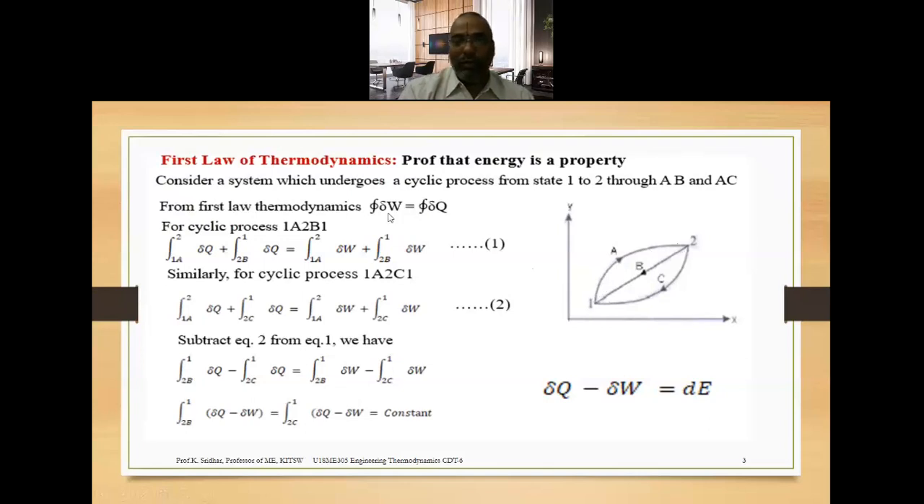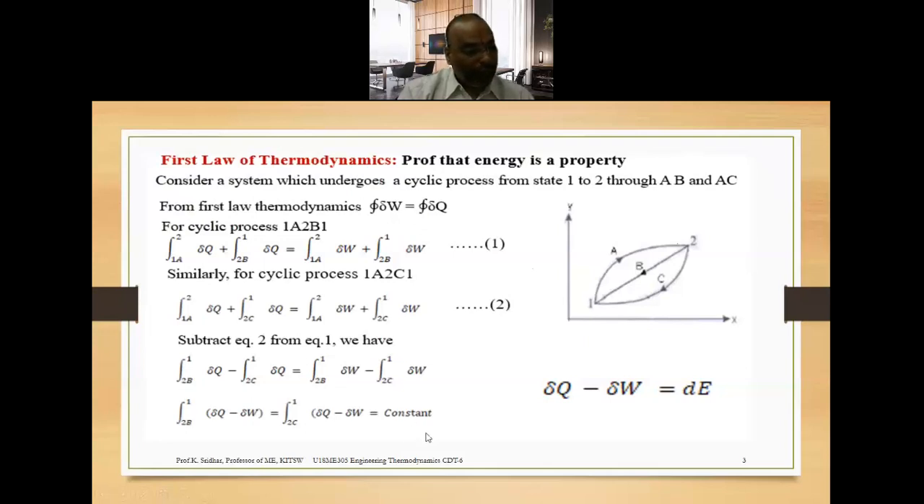Now the main intention is to prove that energy is a property, because I told you that work and heat are not properties, as these two are path functions. But the difference of delta Q and delta W, that is the difference of heat and work, leads to a new thermodynamic property called energy. Alone, work and heat are not thermodynamic properties, but the difference of these two leads to a new thermodynamic property. That new thermodynamic property, that constant value, we are naming as energy. So just go through the derivation.